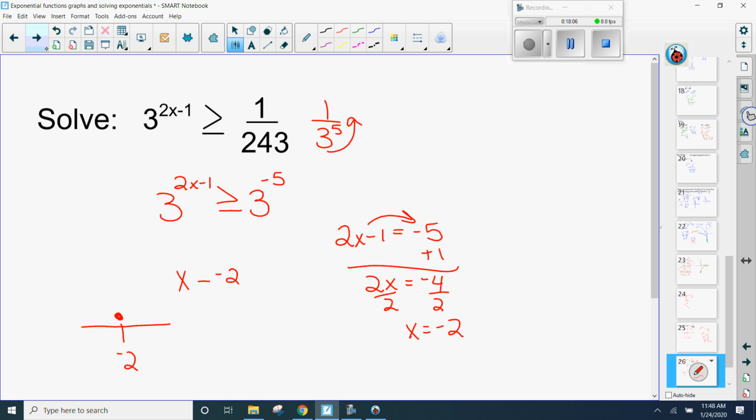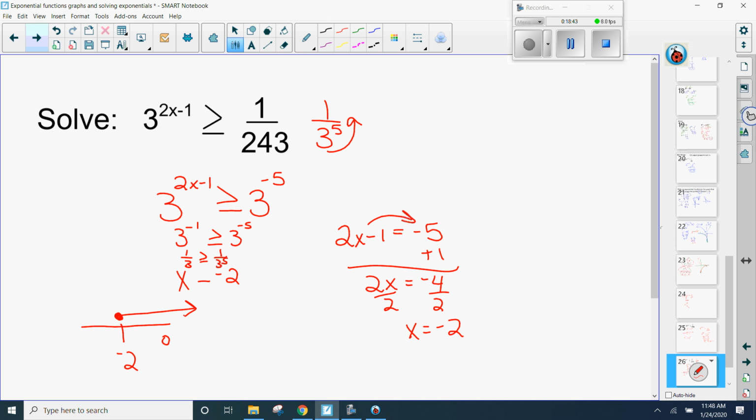But pick a value on what side. 0 is always the nice one to pick because it's an easy number to calculate. 0 ends up over here, right? So if I put 0 in there, I get 3 to the -1st is greater than or equal to 3 to the -5th. That means is 1/3 greater than or equal to 1 over 3 to the 5th? Is that true? It's greater than. It has to meet one of the conditions. Equal to is because I put that closed sign there. Any value you pick over here is going to make it true.